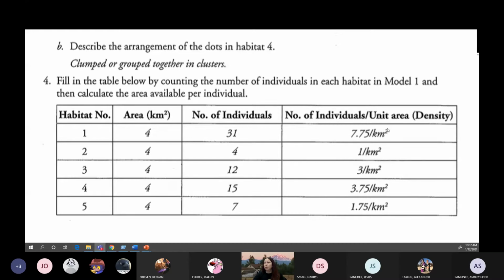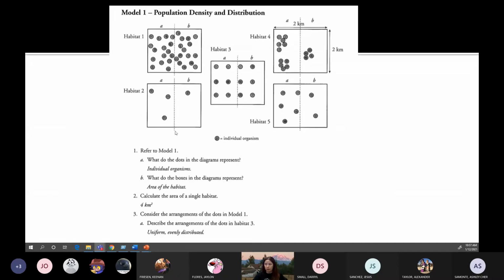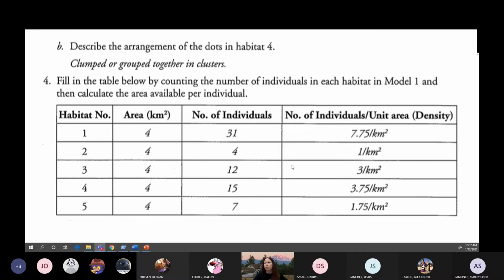So for this first one, you have a population density of 7.75 people per kilometer, to where it was really low in number 2. I'm going to switch back really quick, at 1 person per kilometer, since there's 4 kilometers squared and 4 individuals, and so on. So it's just a simple population density calculation. How many people per area?